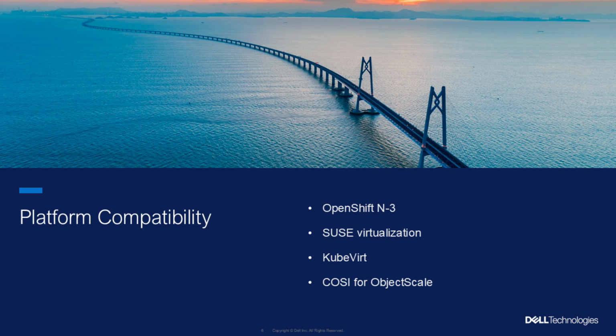CSM 1.16 now supports N-3 OpenShift releases, SUSE virtualization, and new KubeVirt versions, making it easier to bring VMs and containers under one operational umbrella. ObjectScale gets cozy support, making bucket operations feel much more Kubernetes native. Support for new PowerFlex and PowerScale releases keeps everything future-ready.